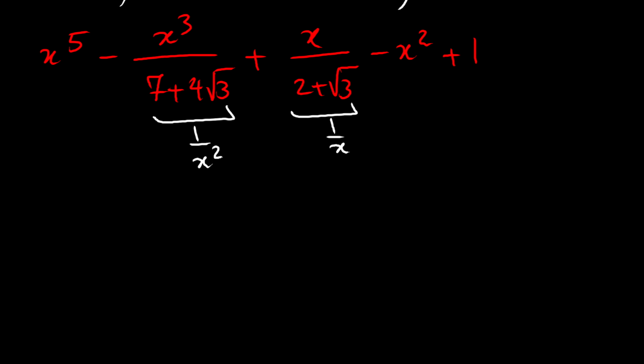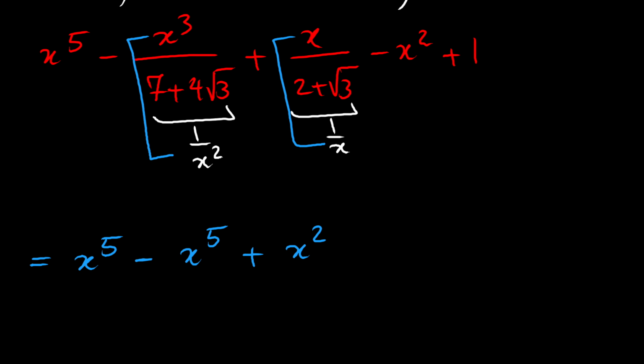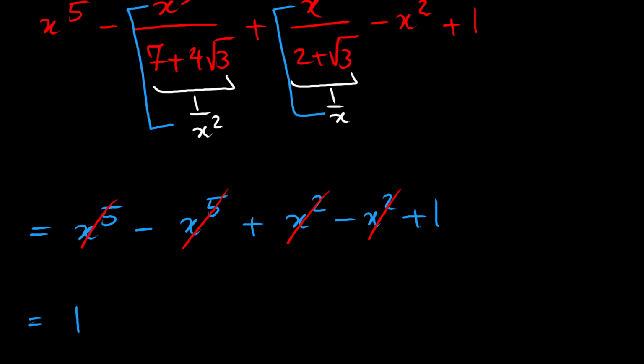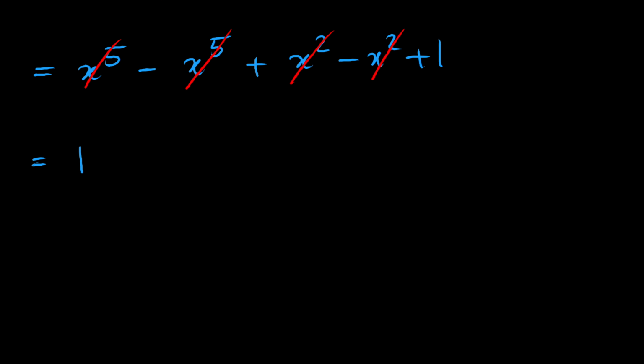So based on that, I can say that this is equal to x to the power of 5 minus x cubed times x squared, which is x to the power of 5, plus x times x, which is x squared, minus x squared plus 1, which equals 1, because this cancels this, and this cancels this, and we will be left with 1. So this expression is equal to 1, and this brings us to the end of this video.